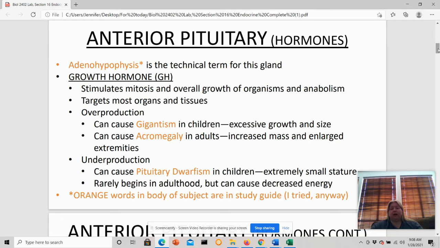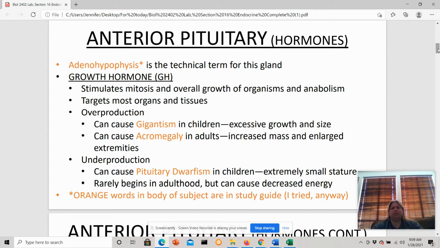So if a child has an excess of growth hormone, this can cause gigantism, and this is just going to cause excessive growth in size, but it's proportional. So the person grows proportionally, they just grow larger. If there is an overproduction of growth hormone in an adult, it's called acromegaly, and it's going to cause an increase in mass and enlarged extremities. So basically what ends up happening is the individual's hands and feet grow, their facial bones continue to grow.